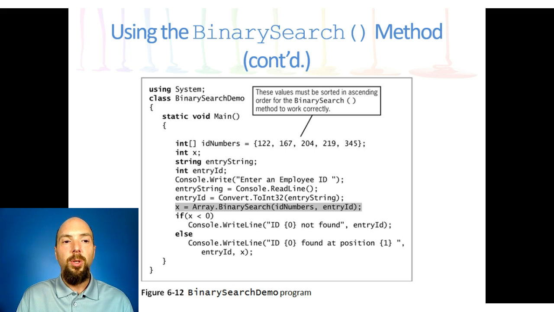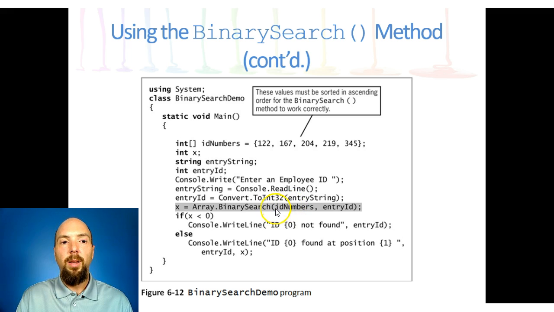Okay, so our binary search method would look like this. We're going to assign some sort of variable to hold the location, the element number, the index for that particular element, and we're going to say Array.BinarySearch. We're going to tell it what array it is, so IDNumbers is our array, comma, entryID is what the user told it that they're looking for.